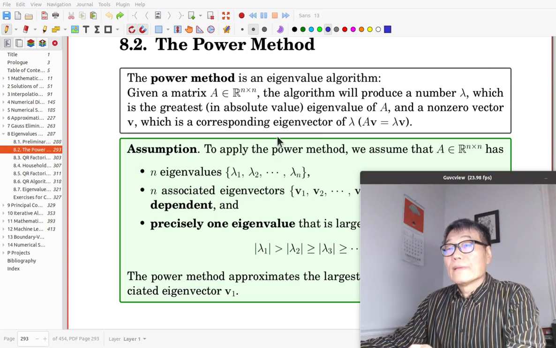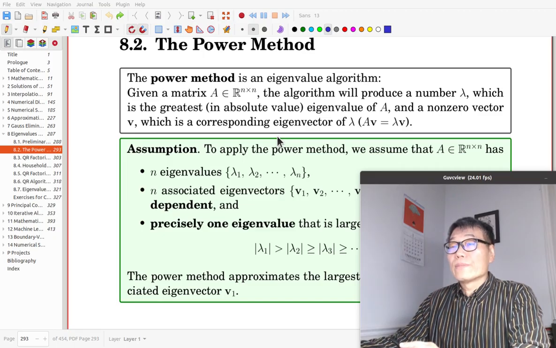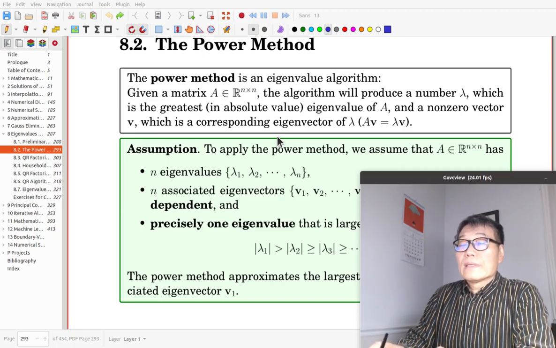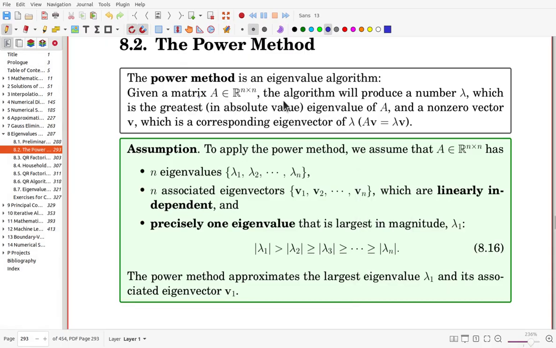This section introduces the power method, which is one of the simplest eigenvalue algorithms. Given a matrix A, a square matrix, the algorithm will produce a number lambda, which is the largest eigenvalue of A in modulus, and a non-zero vector v, which is a corresponding eigenvector of lambda, satisfying the equation Av equals lambda v.